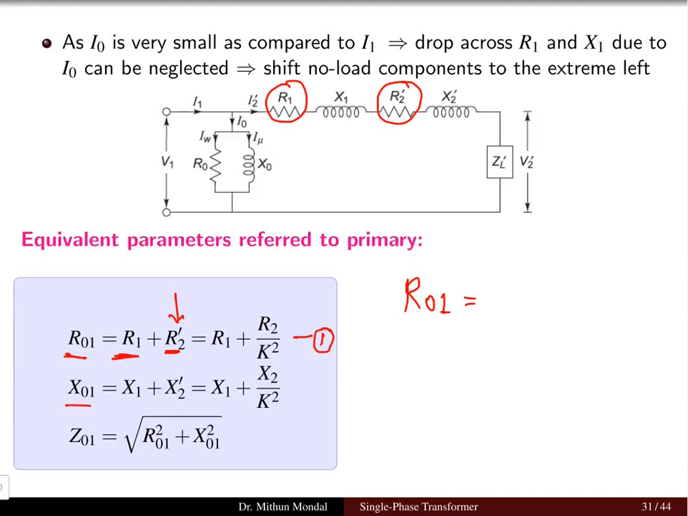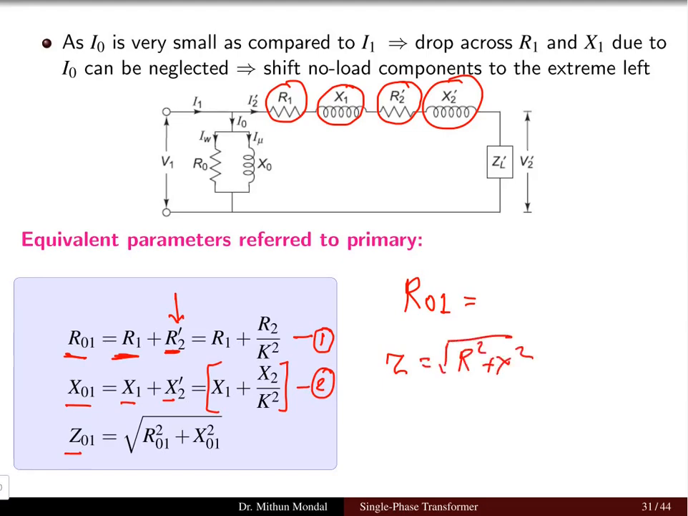Similarly, X01 is the summation of X1 plus X2 dash, which is equal to X1 plus X2 by K square. So this is the second equation. And hence for the total impedance, we know that the impedance is equal to under root of R square plus X square. So here the impedance is equal to under root of total resistance square plus total reactance square. Hence this entire network can be represented by one resistance, that is R01, and one reactance, that is X01, which makes the calculation easier.